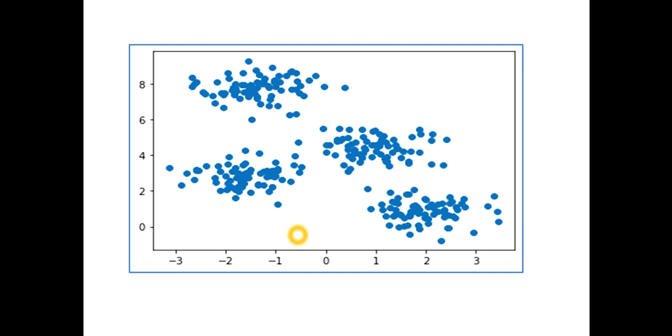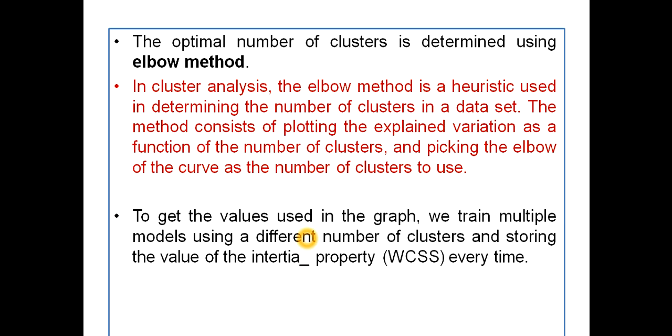Although I am saying that I am very sure that there are exactly 4 clusters, we can actually find the optimal number of clusters using a method, and that method is known as the elbow method. Please note down that the optimal number of clusters will be determined using the elbow method. And what is this elbow method? This is a very important question. In cluster analysis, the elbow method is a heuristic used in determining the number of clusters in a data set. So we are trying to determine the number of clusters in a data set using this elbow method.